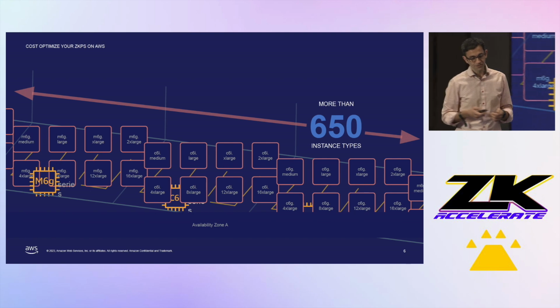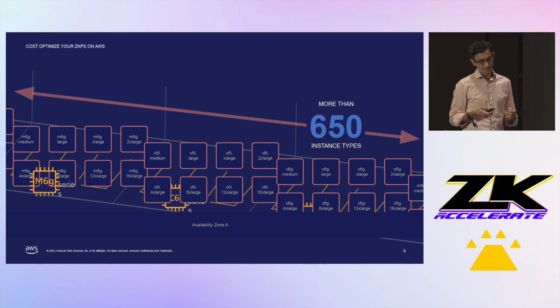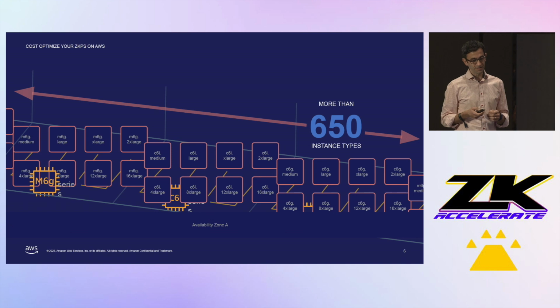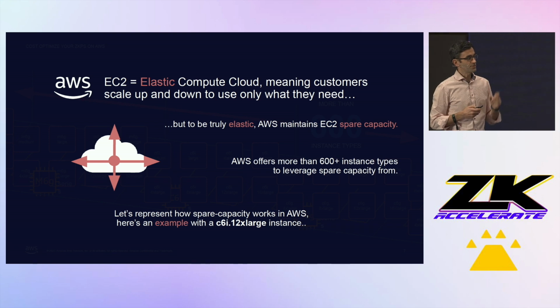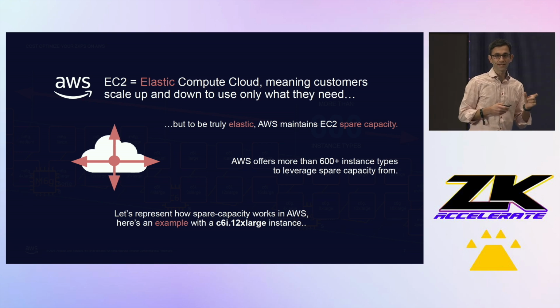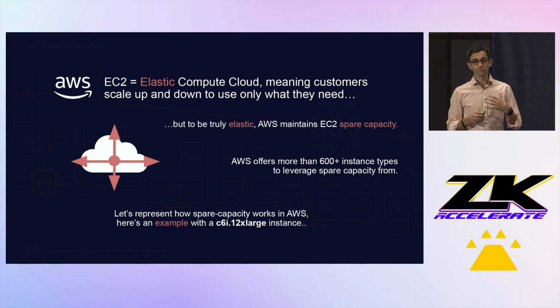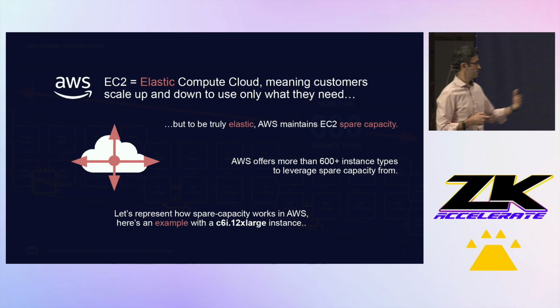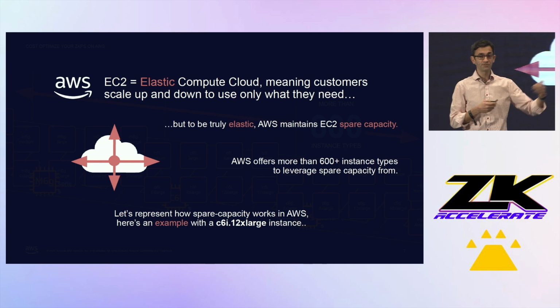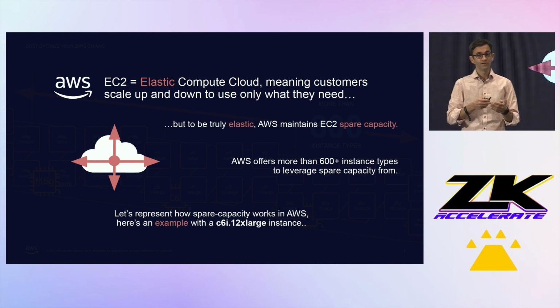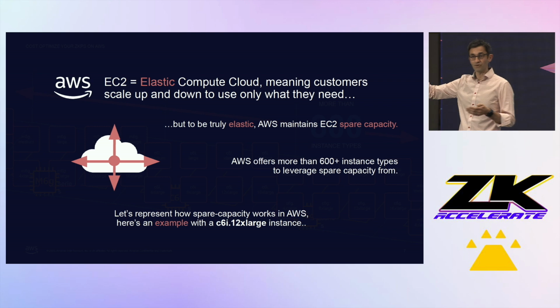Okay, so let's see how this works. As an example, we've got several different instance types, and we're going to look at one of them, the C6i.12xlarge. It doesn't really matter what the instance type is. This is just for one. When we talk about elastic, what do we actually mean by that? As AWS, we want to always be able to offer instances on demand. So when a user says, hey, I want to spin up a C6i.12xlarge instance, we want to be able to provide that. In order to be able to provide that, we always have spare capacity ready to go to provision.